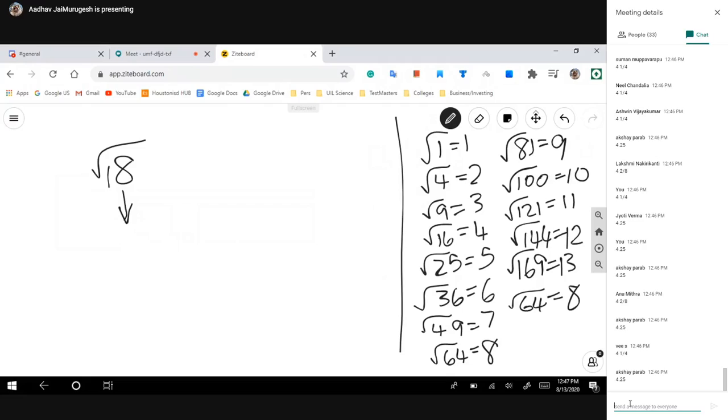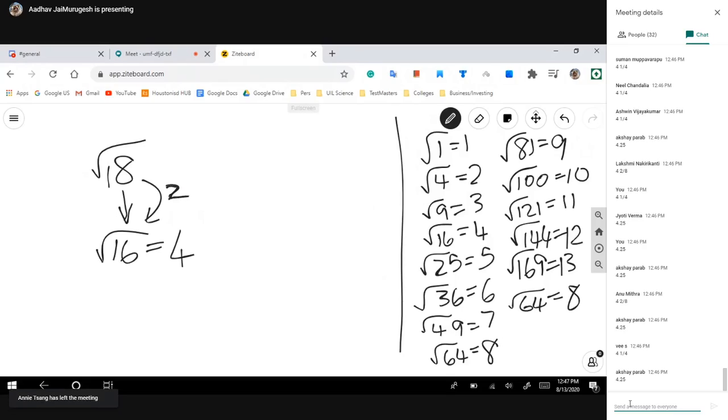So we take the closest perfect square below 18, which is 16, and the square root of 16 is of course 4. Then we determine the difference between 18 and 16, and the difference is going to be 2.